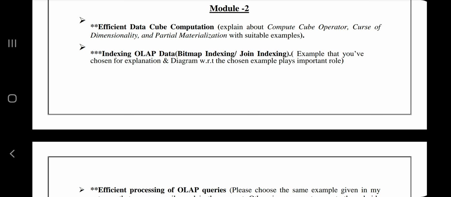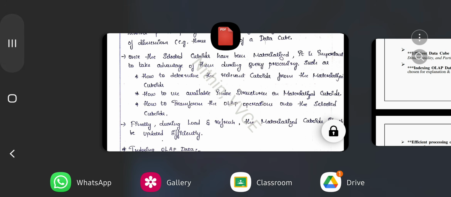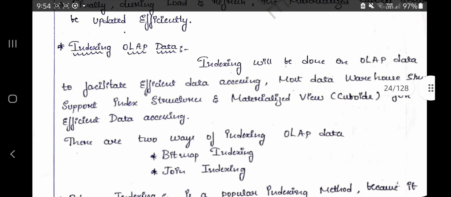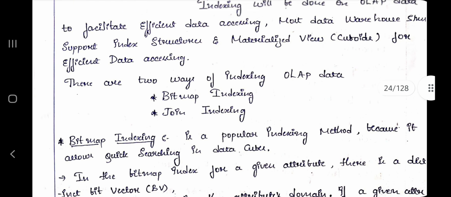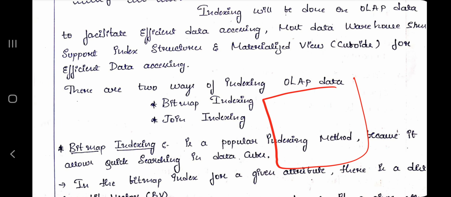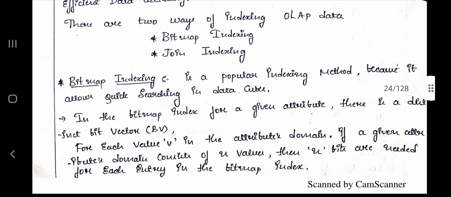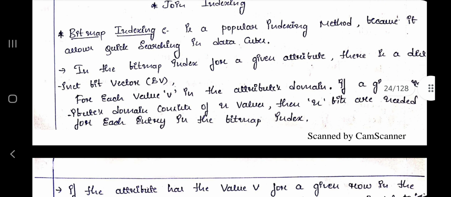Okay, the next is the two types of indexing: bitmap indexing and join indexing. Let me give you a brief overview of bitmap and join indexing. By the name itself you can understand, bitmap will use what? Bitmap. Indexing means you have a document where you refer to which page number has what. That is known as indexing, right? So what are bitmap and join indexing?